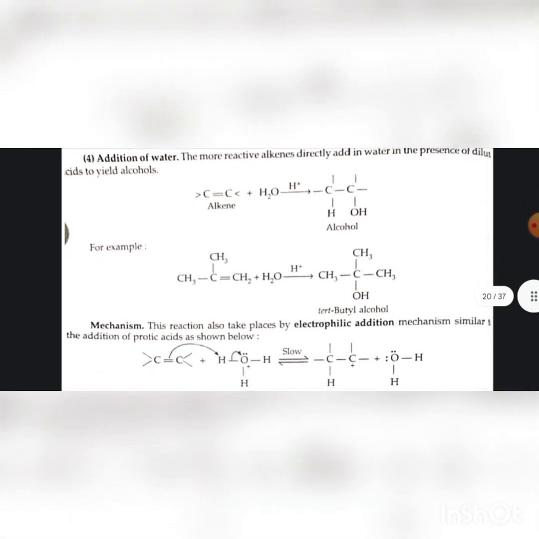Fourth is addition of water. The more reactive alkenes directly add water in the presence of dilute acids to yield alcohols. Alkene plus H2O in the presence of acid hydrolysis gives the alcohol.